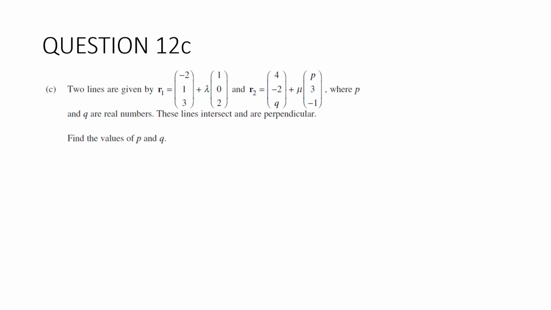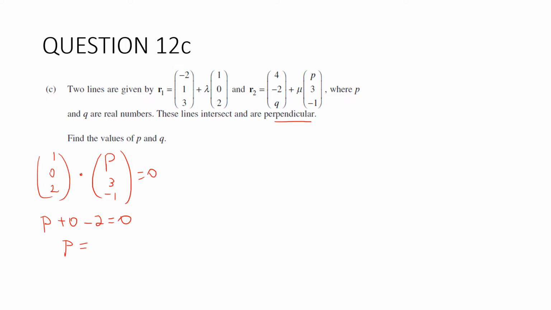Two lines are given by r1 and r2, and p and q are real numbers. The lines intersect and are perpendicular. So let's start with perpendicular because I like it better. It means that (1, 0, 2) dot (p, 3, -1) must equal 0. So p plus 0 take 2 is equal to 0, p is equal to 2.